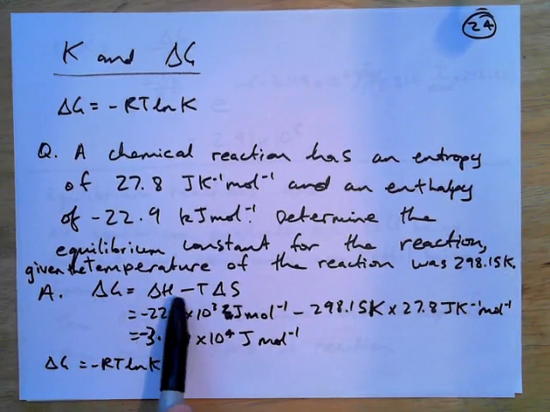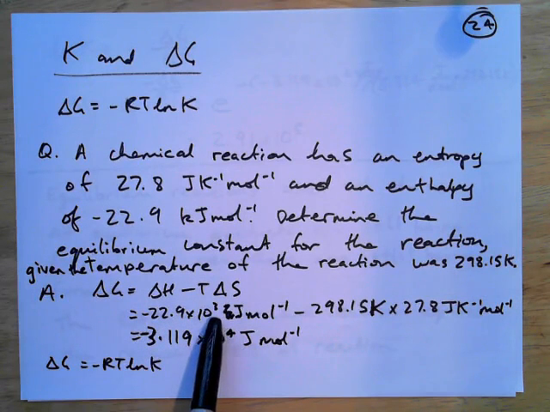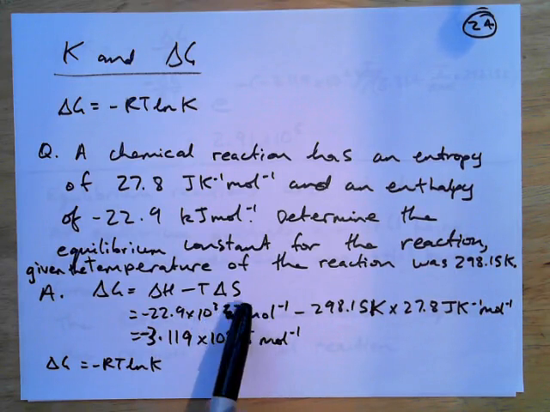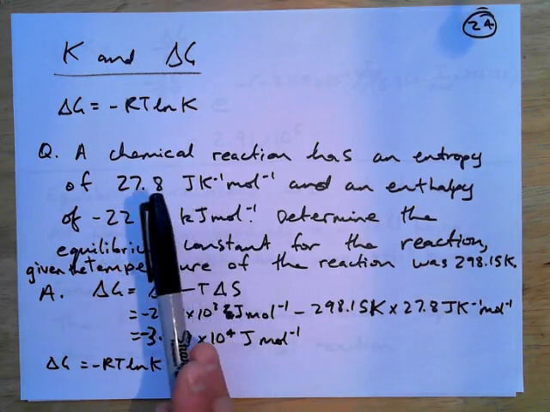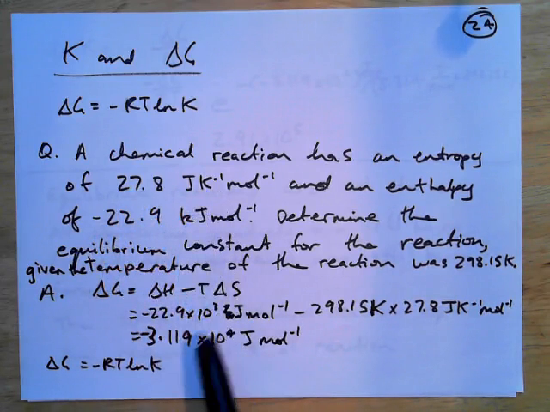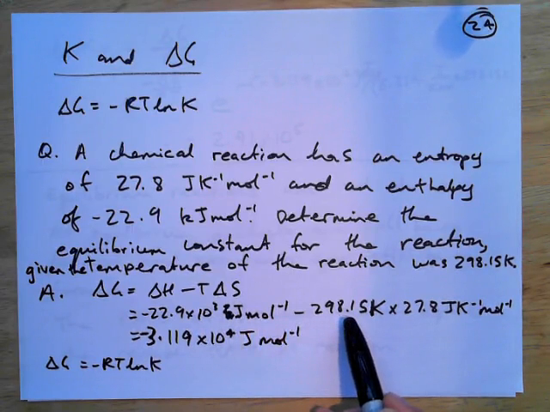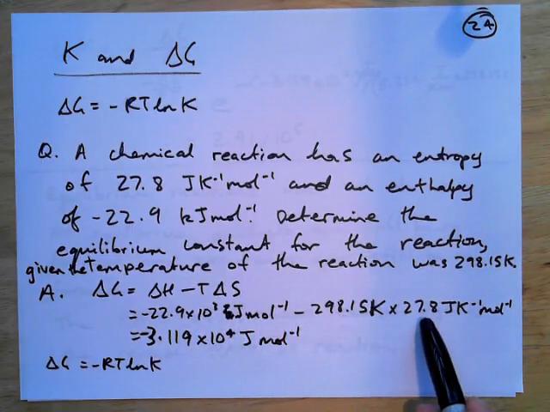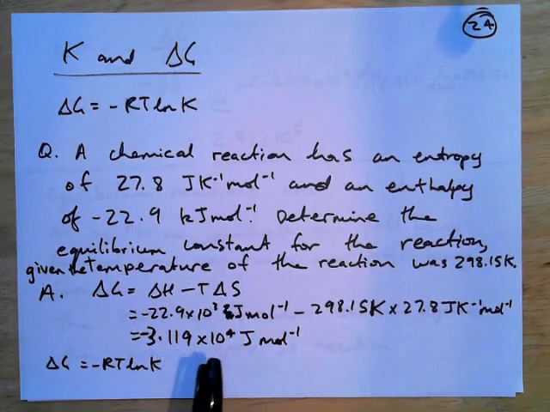So delta G equals delta H minus T delta S. So I put in my delta H, minus 22.9. Now here's a tricky thing. I've got times 10 to the 3 here, and that's because I want to keep it in joules per mole. So remember here it's in kilojoules per mole. We don't want that because the entropy is in joules per mole. So you want to use the same units all the way through so that it's consistent. So I've got to convert this kilojoules per mole to joules per mole. Then I take away T, which is my temperature, multiplied by my entropy term here. And so I do that, and I get this value, minus 3.119 times 10 to the 4 joules per mole.